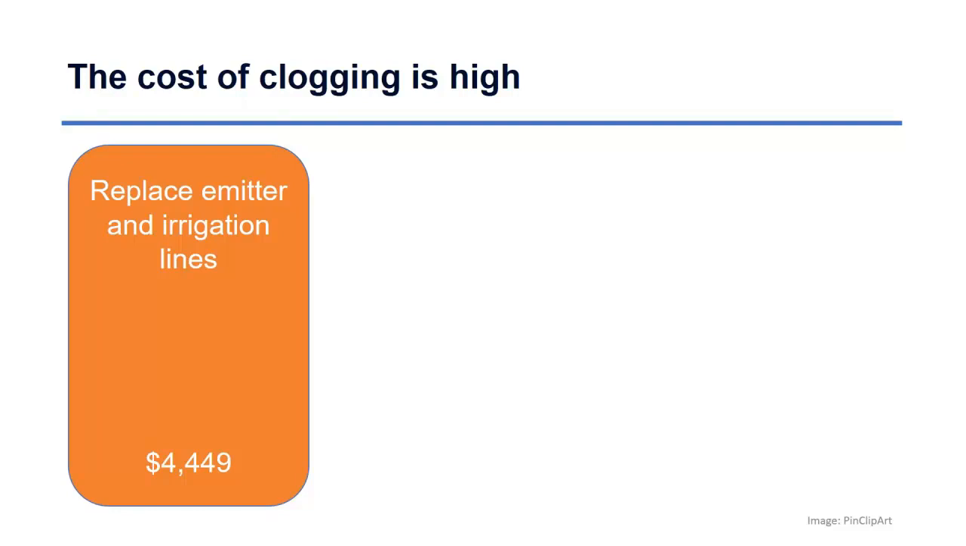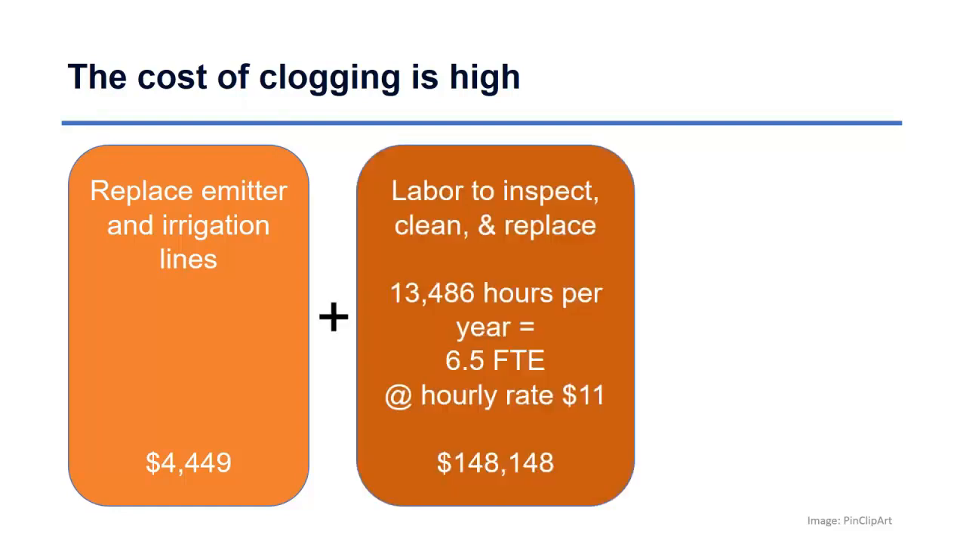The first thing he did is he estimated how much he had to buy to replace emitters and irrigation lines. So he spent $4,449 a year. And where he was mostly surprised is when he started tracking the labor involved in inspecting, cleaning, and replacing those emitters. He estimated that he was using 13,486 hours per year. That's the equivalent of 6.5 full-time employees. At that time, he was paying an hourly rate of $11 per hour. So he was spending $148,000 on labor alone just to clean, inspect, and replace those emitters.